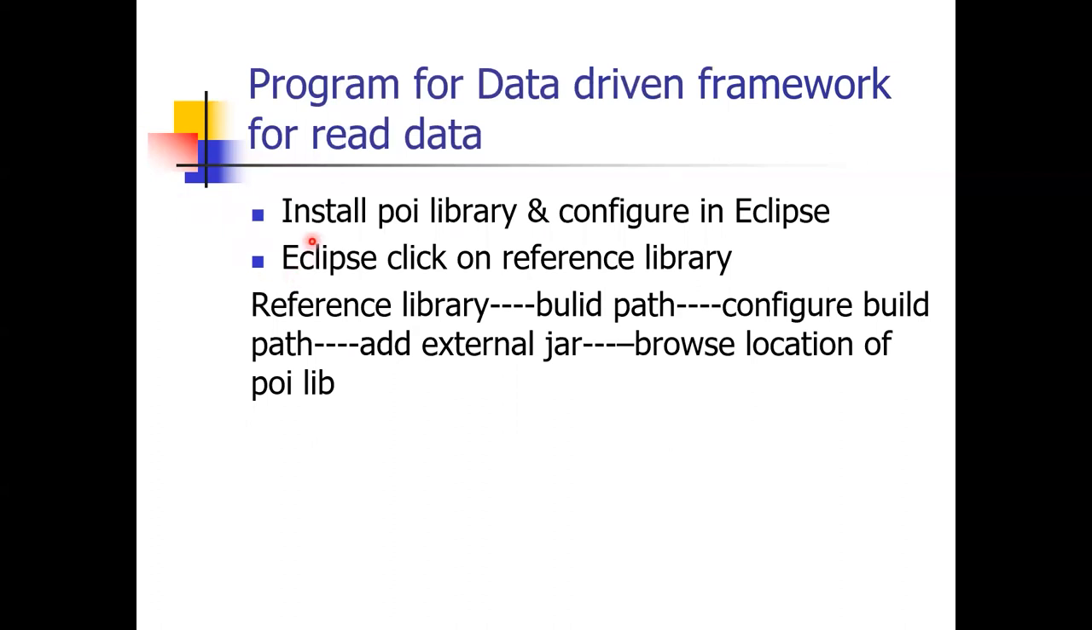Then if you want to do programming for any data-driven framework for reading data, first install the POI library. After installation, you have to configure those jar files in Eclipse. For that, click on Referenced Libraries, right-click, and there will be Build Path. Then click on Configure Build Path and Add External JARs. Here, browse the location of the POI library and add all the jar files.